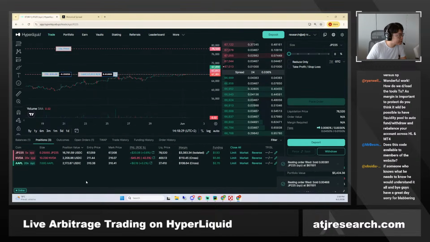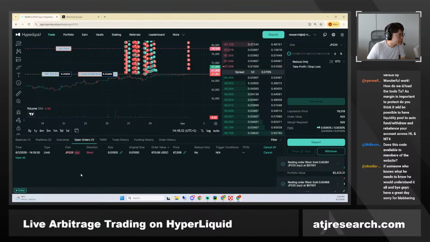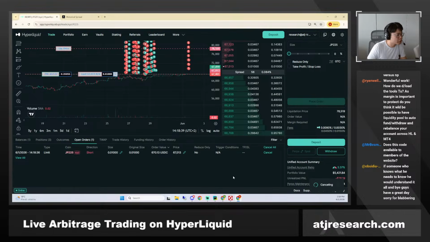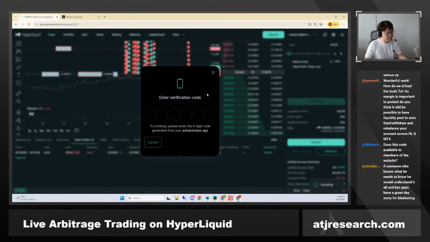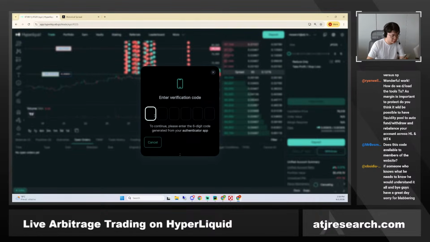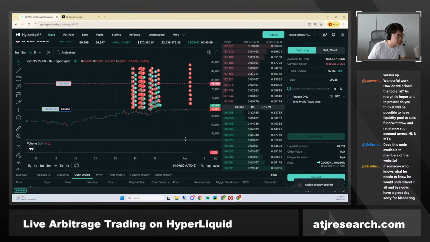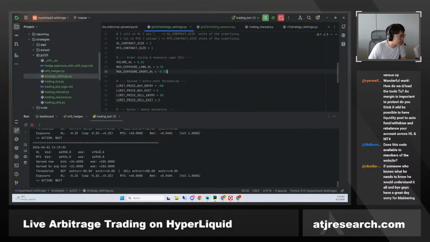And now, finally my JP225 got filled, right? So what I can do now is cancel this order. I actually changed it to 0.3, but I want to go 0.35. So again, I need to authenticate. Two-factor authenticator is very important, guys, especially on DEXs. You don't want anyone to steal your funds by having access to your account and stealing your crypto, right? So I highly recommend that.